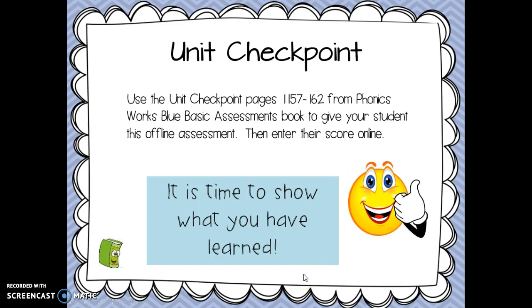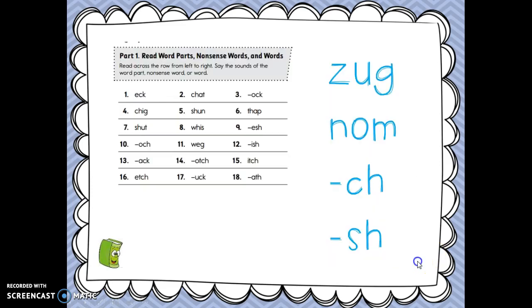Alright, now it is time for you to show what you know. You're going to use page 157 through 162 in your basic assessment book to give your student this offline assessment, and then you will enter their scores online. To help you prepare for this checkpoint, students, I'm going to work through some examples from each of the questions and types of activities in the checkpoint, just to help you review and get ready to take your offline assessment.